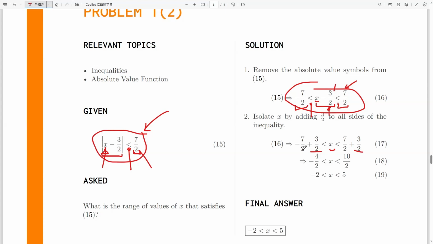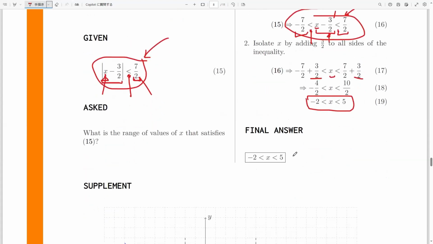Now on the left side, we notice that that becomes -7 plus 3, so that's -4/2. On the right side, that's 7 plus 3, that's 10/2. And if you reduce that to lowest terms, this is the inequality that you get. And so that's our answer here.